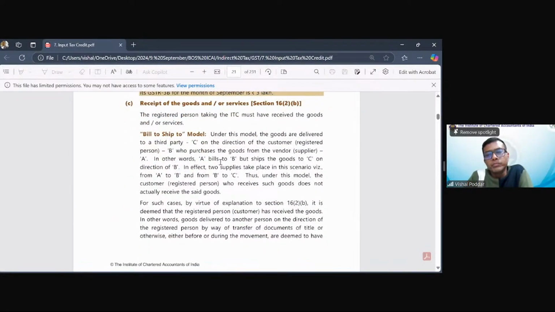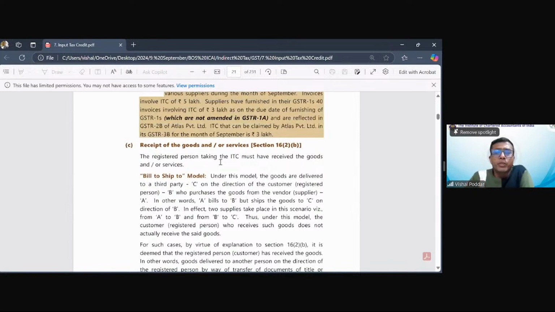So what is ISD, sir? Arey beta, ISD is input service distributor. I explained it to you at the start. We just discussed head office, multiple branches, common credit. The short form of input service distributor is ISD.